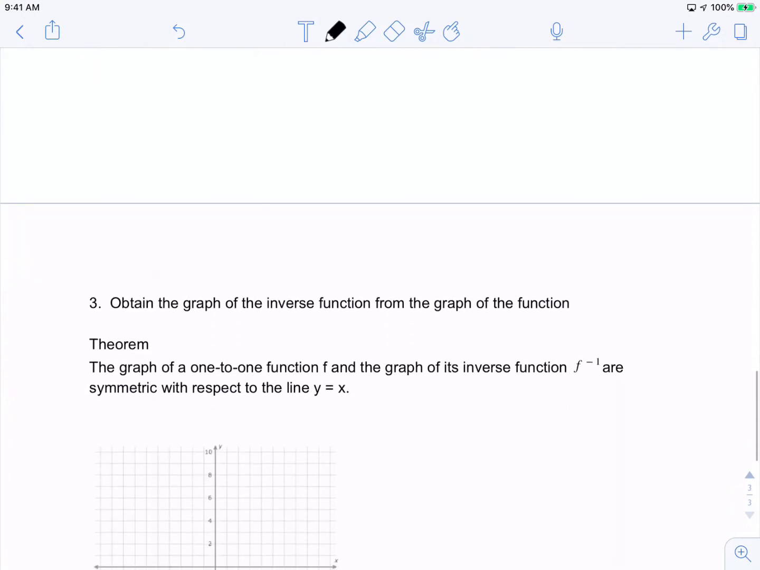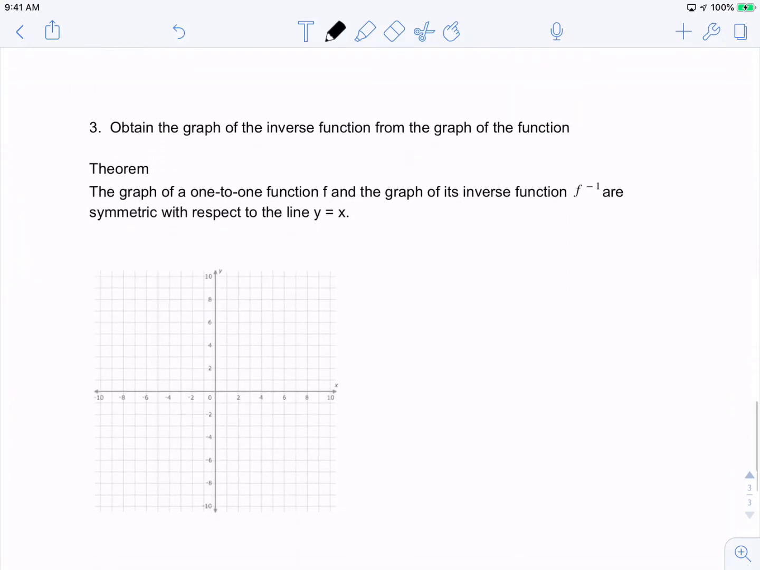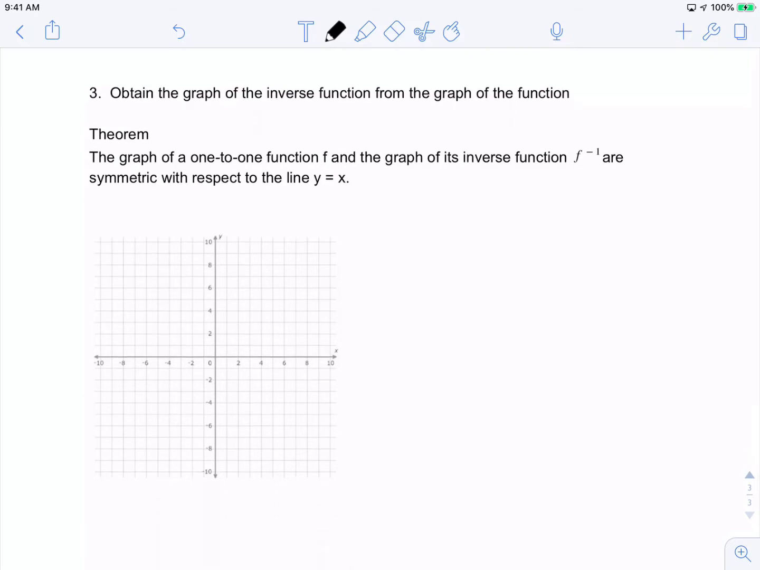The third thing we need to talk about is obtaining the graph of an inverse function from the graph of a function. And there's a theorem that goes with that says the graph of a one-to-one function f and the graph of its inverse function f inverse are symmetric with respect to the y equals x line. So the y equals x line is this line right here. So think of it as a mirror.